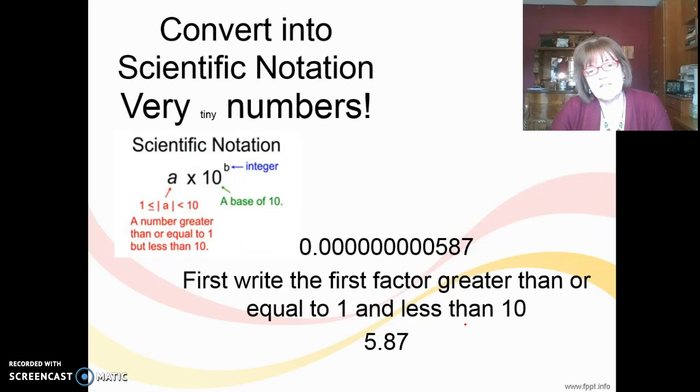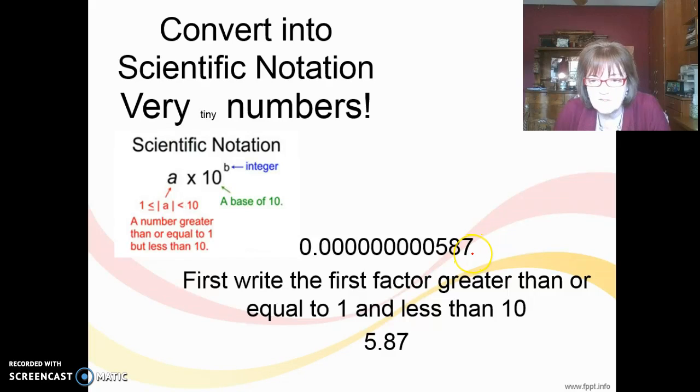Now, let's talk about making the tiny numbers. I said before, the first step is always to come up with our first factor, or we call that the coefficient, or the digit number, whatever you want to call it, all of those are accurate. We want to come up with a number that is between 1 and 10, less than 10 and at least 1. So we look at our number and decide, where do I put that decimal point?